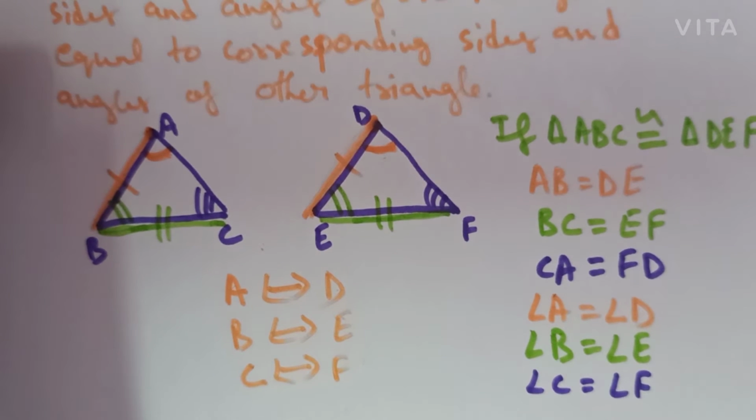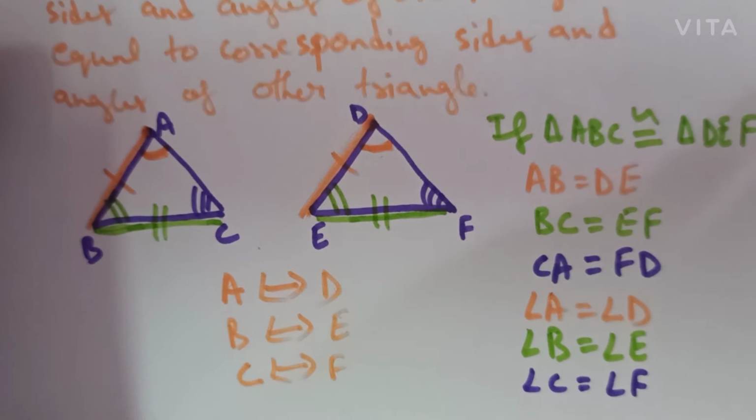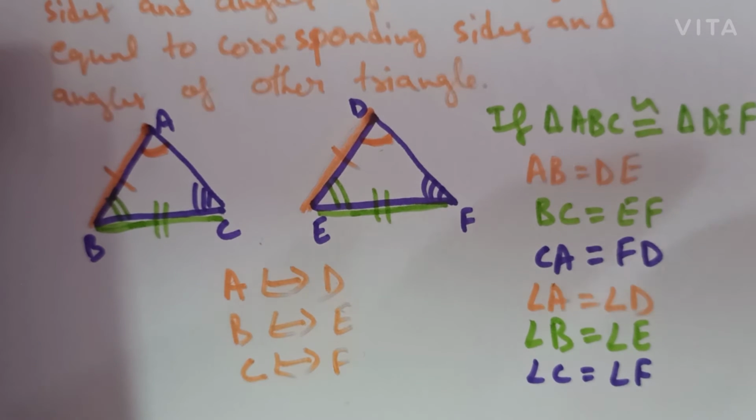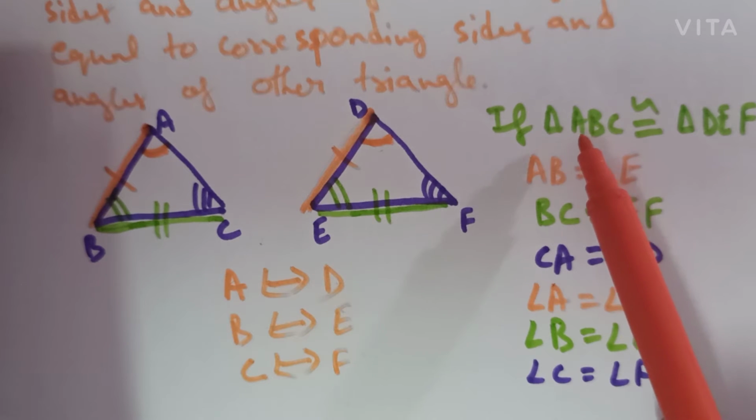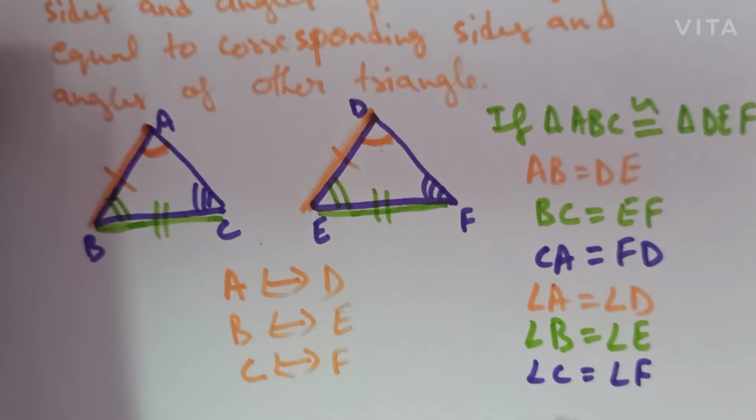There are two types of questions in this concept. The first type is where we are given that the two triangles are congruent. Like here I have told you that if triangle ABC is congruent with triangle DEF, then we will write these 6 elements equal to the corresponding elements. The second type is that on the basis of known elements we will prove that the given two triangles are congruent to each other.